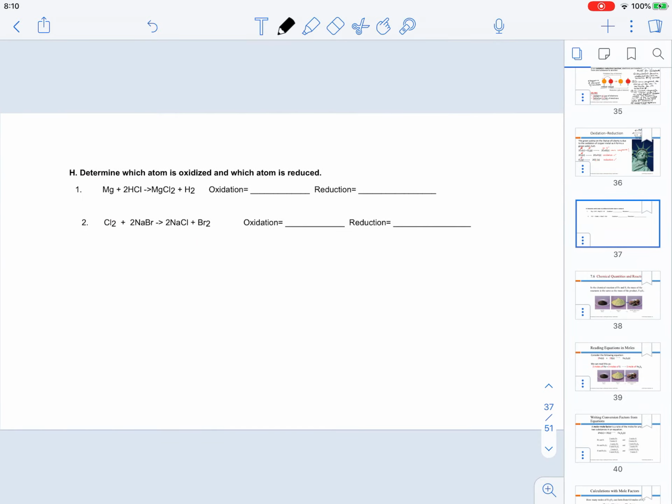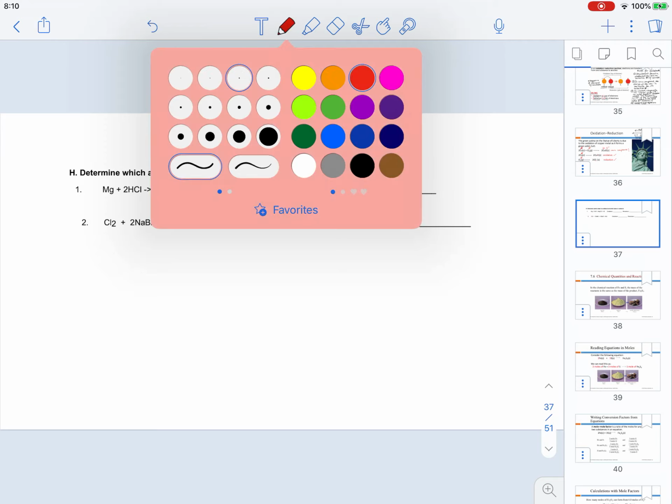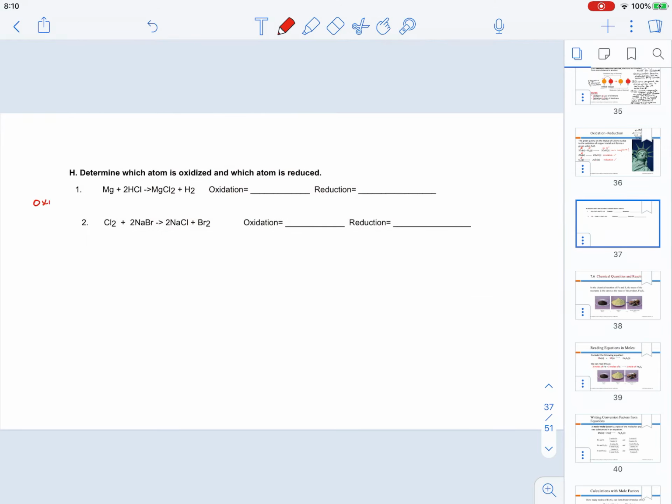Let's look at some examples from the worksheet. This is part H on the worksheet, okay? When we look at these oxidation reactions, let's first determine the oxidation numbers for these elements. Magnesium is in its elemental form, so it has an oxidation number of 0. Now, HCl can be broken into ions. So remember, Cl is -1. This is a covalent compound.